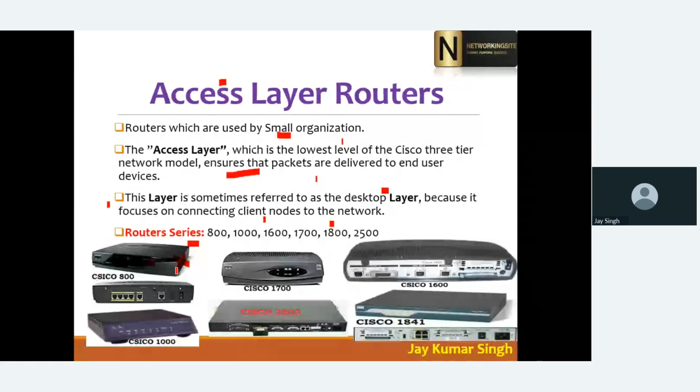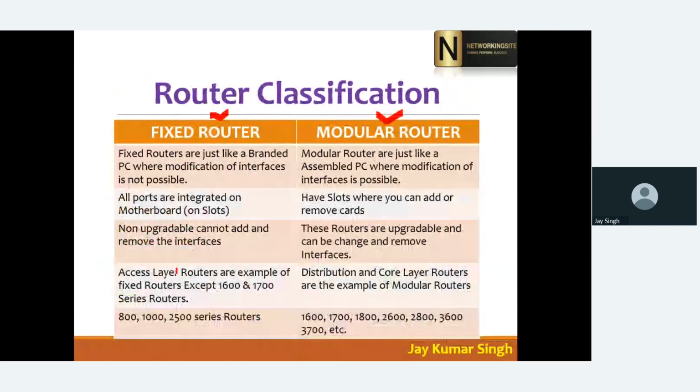Same as in our laptop, if any port is not working, you cannot remove that port and put a new one. There is no slot. Slots you will find in desktops, like a PCI slot, where you can easily remove and put a new one. So here we have fixed router and modular router, but nowadays most of the time we are using modular routers. We are not using fixed routers nowadays. A fixed router is, for example, a wireless router, the router which has an antenna. You will find ports, but you cannot remove them and put a new one.